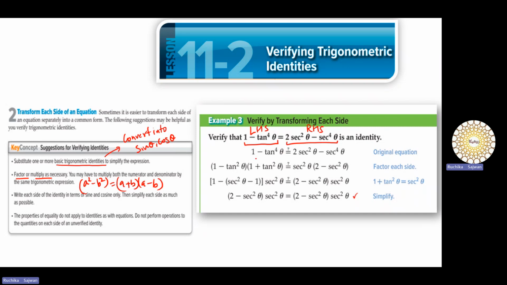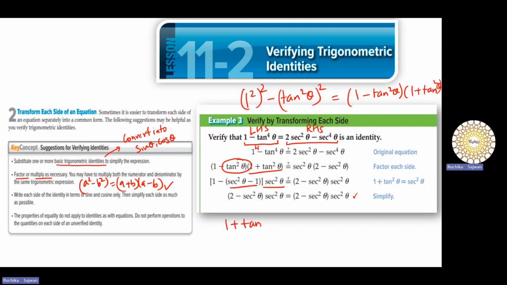For example, if I take the left side, then this is 1 to the power 4 minus tan to the power 4 theta. So definitely we can use 1 square whole square minus tan square theta whole square. This is nothing but your a square minus b square identity, which I already wrote for you here. So this will be 1 minus tan square theta and 1 plus tan square theta. Again, we can use Pythagorean because 1 plus tan square is secant square. And we can also convert tan square into secant square using Pythagorean.